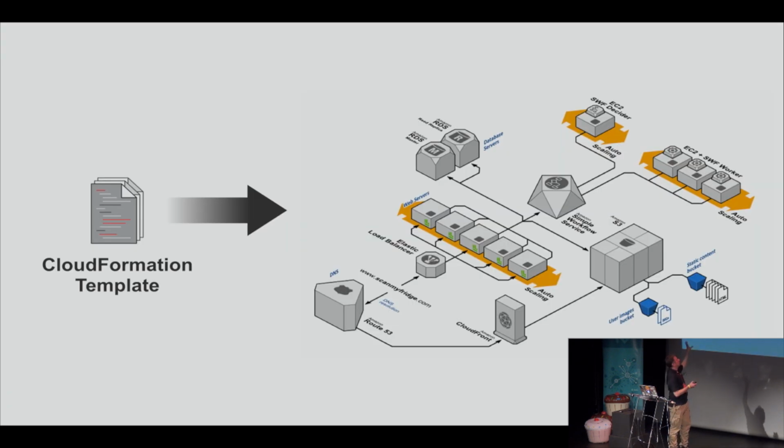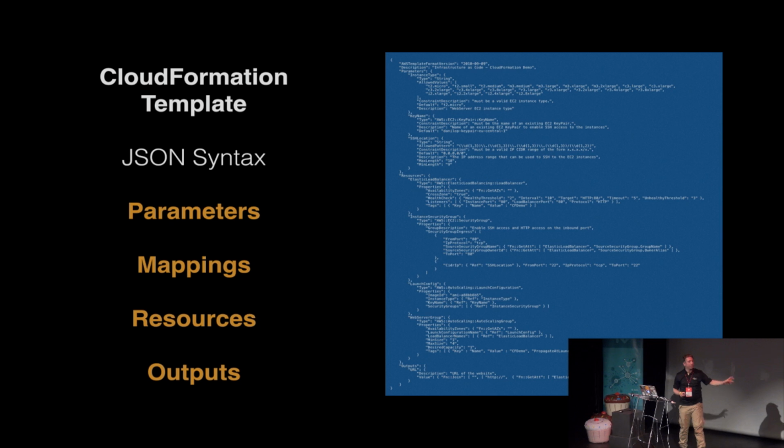So in this case, you have this group of text files that we call templates. And if you give these templates to CloudFormation, it will deploy your infrastructure. If you edit this file and tell CloudFormation to update the stack, it will update the infrastructure accordingly. So the syntax of these text files is JSON, and there are four main parts.